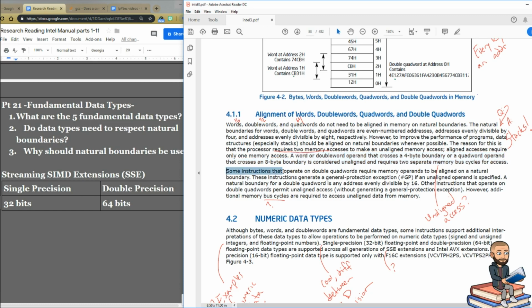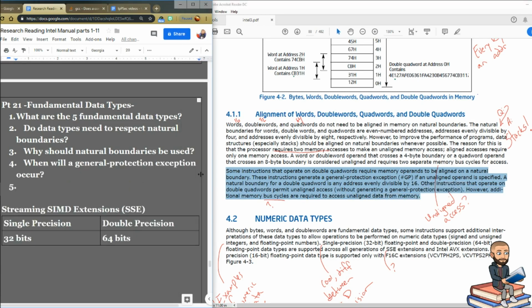Well, some instructions that operate on double quad words require memory operands to be aligned on a natural boundary. These instructions generate a general protection exception if an unaligned operand is specified. So a natural boundary for a double quad word is any address evenly divisible by 16. Other instructions that operate on double quad words permit unaligned access, and this is without generating a general protection exception. However, additional memory bus cycles are required to access unaligned data for the memory.